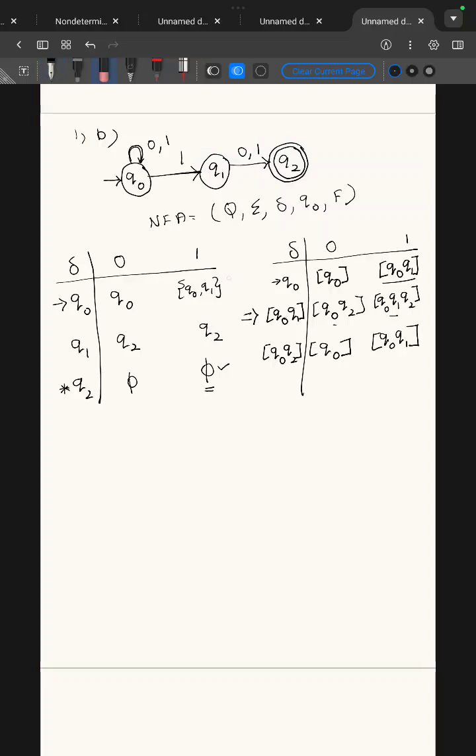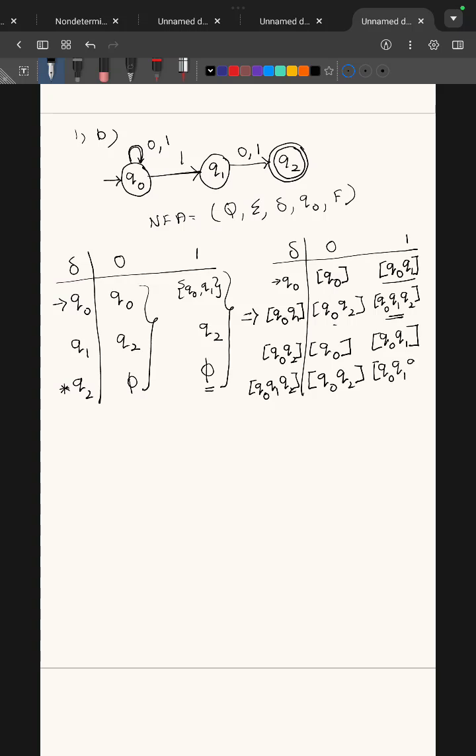Now we have to write the transition for Q0 Q1 Q2. Basically all three states have to be combined. If I combine them, I get Q0 Q2 for 0, and for 1 I get Q0 Q1 Q2. So we have the transition for everything. There are no more new states formed, so we will stop right here.